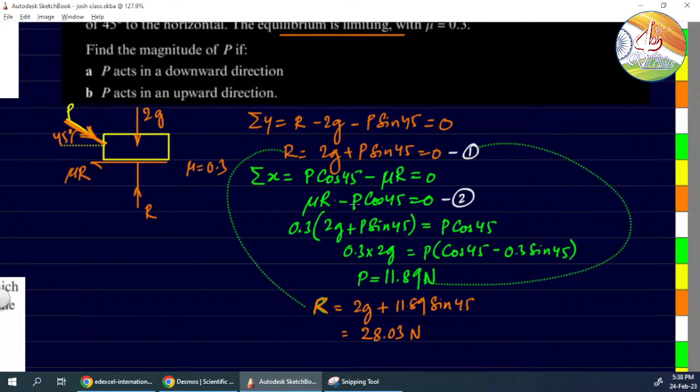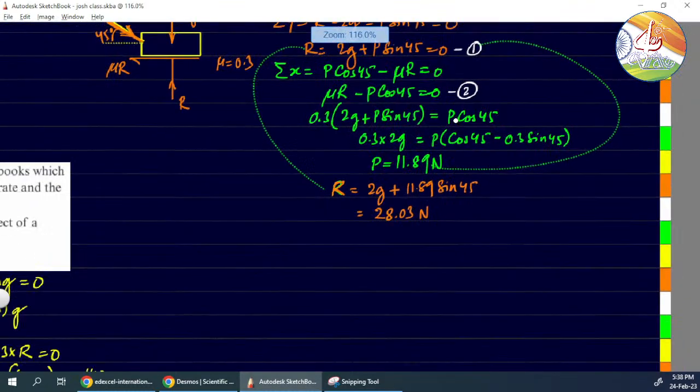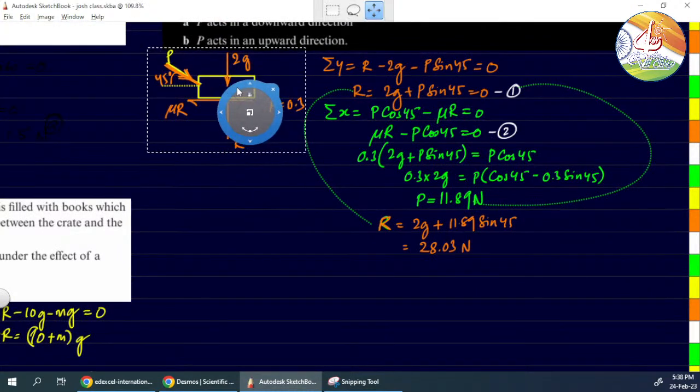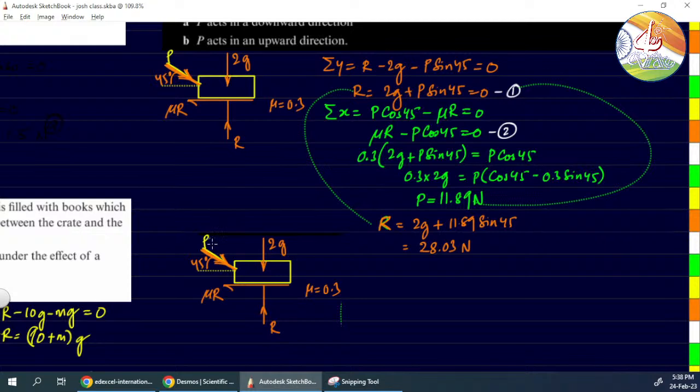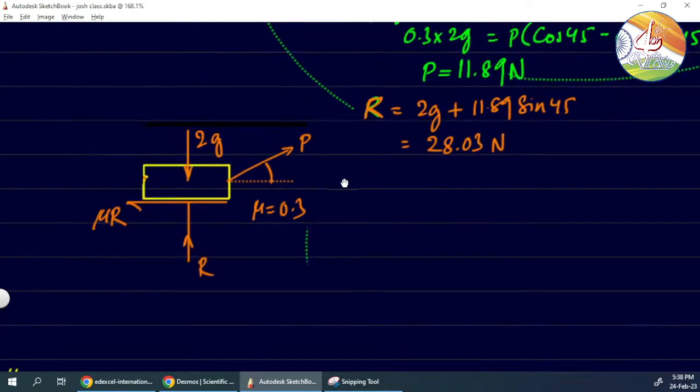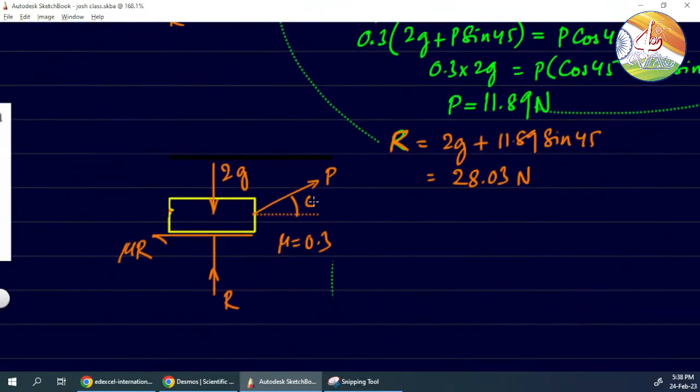Now the same problem we have to solve once again. This time, instead of downwards, we have to take P acting upwards. So this is the force P. What is the angle? 45 degrees. So once again we have to solve it.